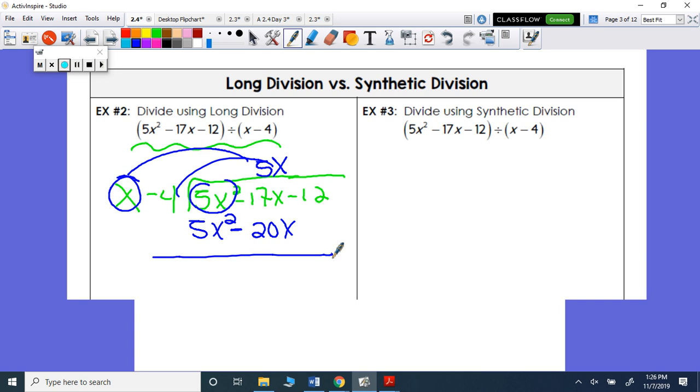Do you remember if you add or subtract those lines? One of these is adding and one of these is subtracting. Subtract on this one, yes. So if I subtract, the 5's go to 0, but this is a negative 17 plus 20, or a 3x.